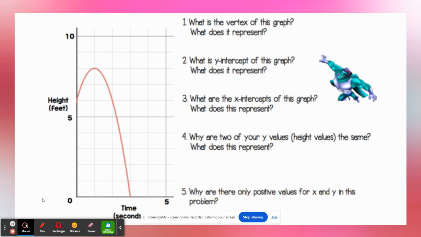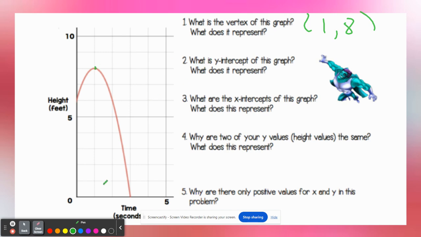What is the vertex of this graph and what does it represent? So remember, our vertex means our highest point. In our application problem, this point here is our vertex. Whether it's an application problem or a non-word problem, our vertex is still going to be our highest or lowest point. So in this case, our highest point is this location here, and that point is at (1, 8). And what does that represent? Well, time is our x, height is our y. So it took 1 second for him to reach the highest point of 8 feet.